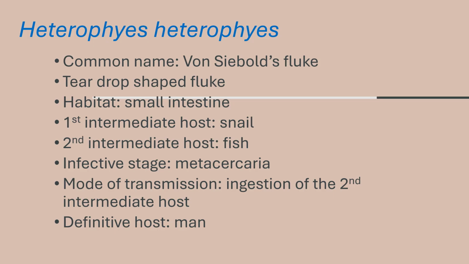The first intermediate hosts are snails, or brackish water snails of the genera Pirenella and Cerithidea. The second intermediate hosts are fish, mugil or mullet, and yellow perch. The infective stage is the metacercaria. Mode of transmission is ingestion of the second intermediate host. The definitive host is man.